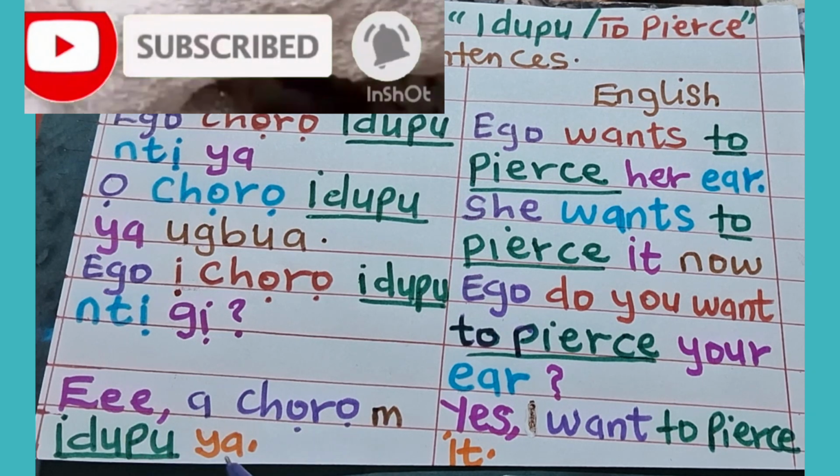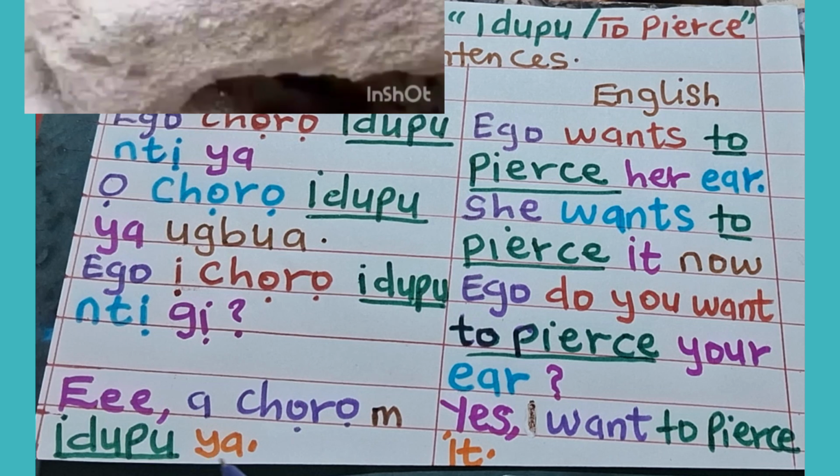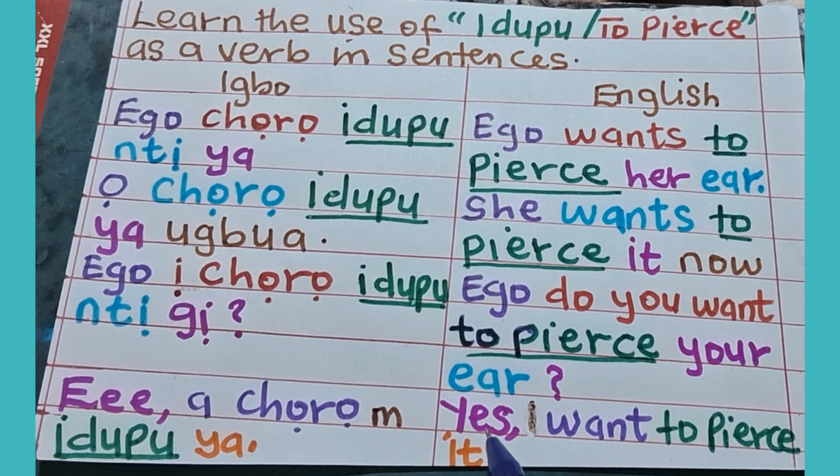Achọrọ m idupu ya. Or achọrọ m idupu ya, meaning yes, I want to pierce it.